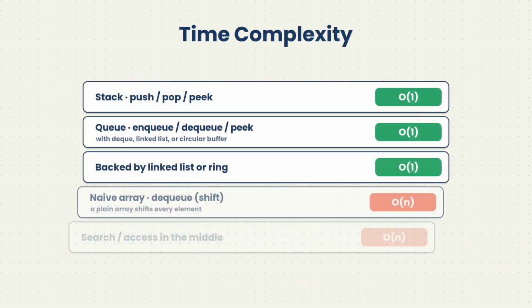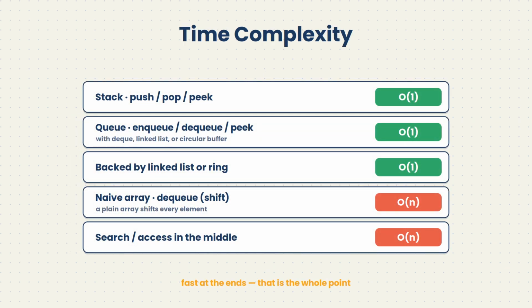The costs are wonderfully simple. For a stack, push, pop, and peek are all O of 1. For a queue built the right way, a linked list or a circular buffer, enqueue, dequeue, and peek are all O of 1 too. The only slow operation is searching for or reaching some item in the middle, which is O of n, but that is not what these structures are for. Their whole point is fast access at the ends.